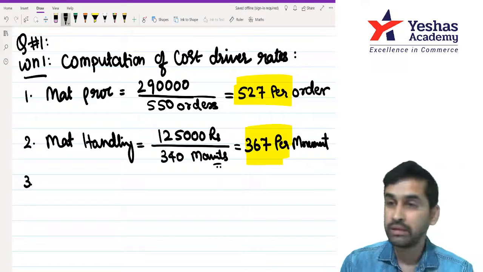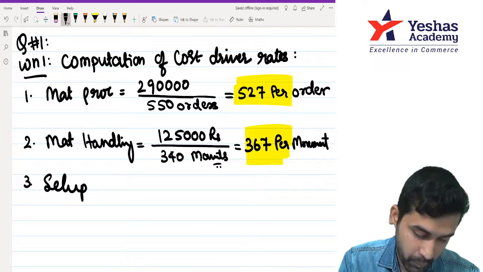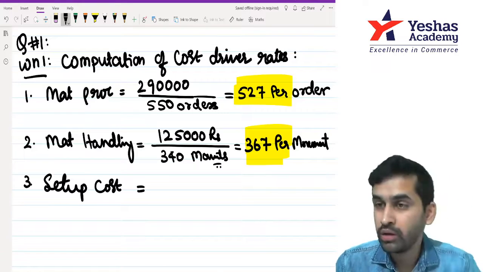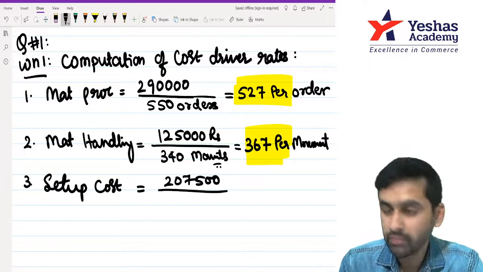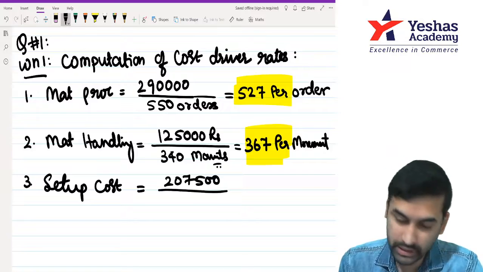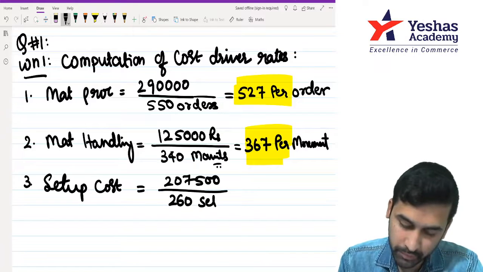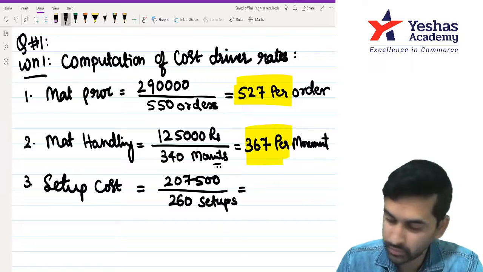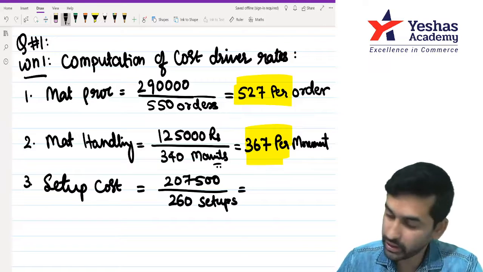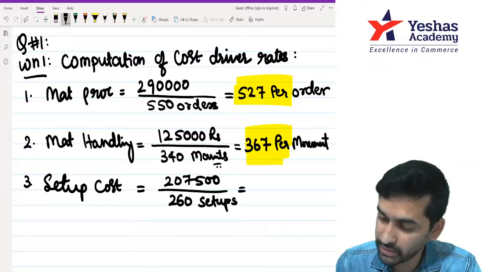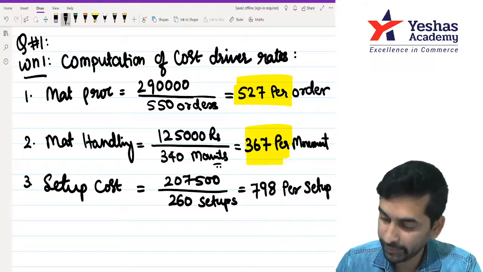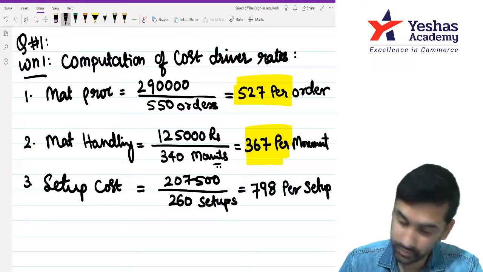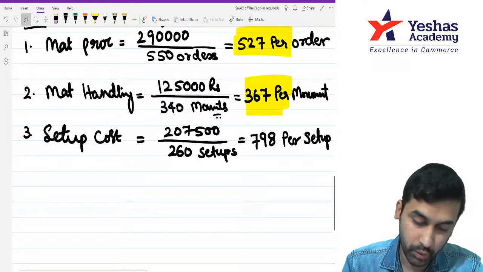Yes. Next one is setup cost. What's the number? 207,500 to be divided by, what is the cost driver? 260 setups. 207,500 by 260. I am getting 798 rupees. 798 per setup. Okay, continue.